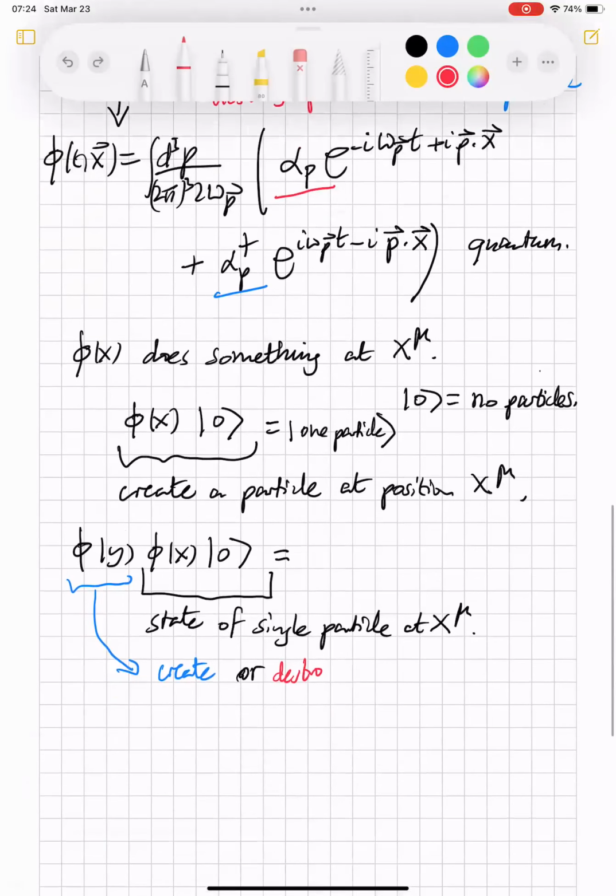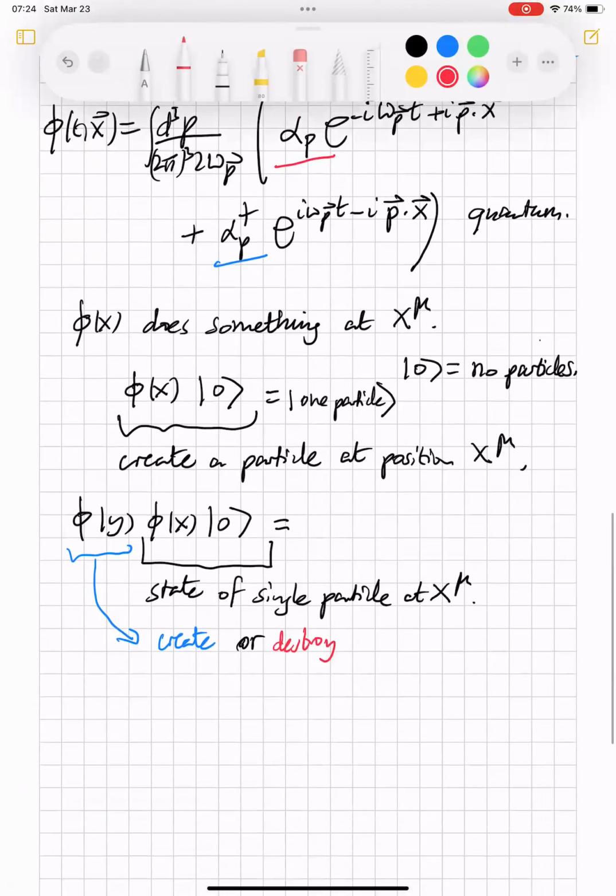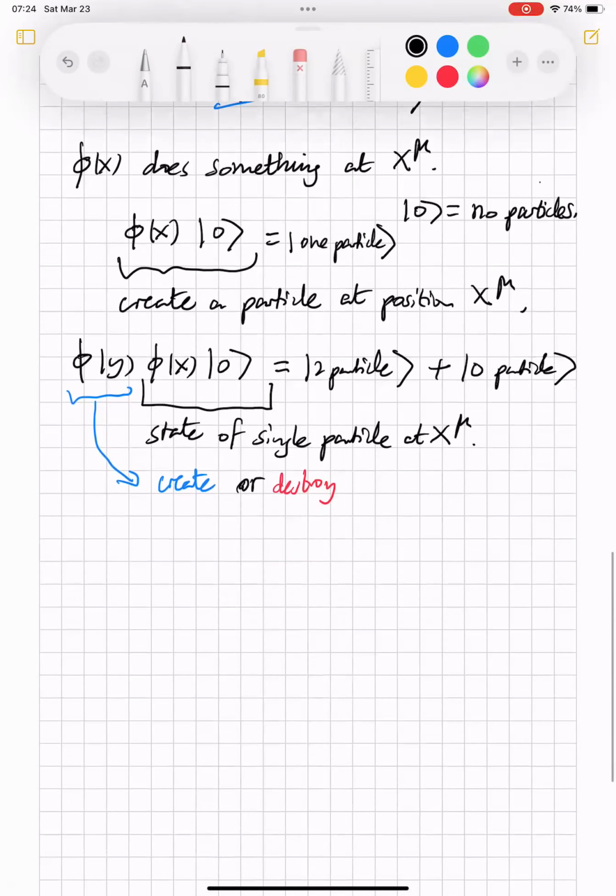Okay, so if it creates, what will we get? We'll get a two particle state. And if it destroys, we'll get a no particle state. Now, I want to remind you of something. If you take the no particle state against the two particle state, well, remember what this looks like. The no particle state is just the vacuum.